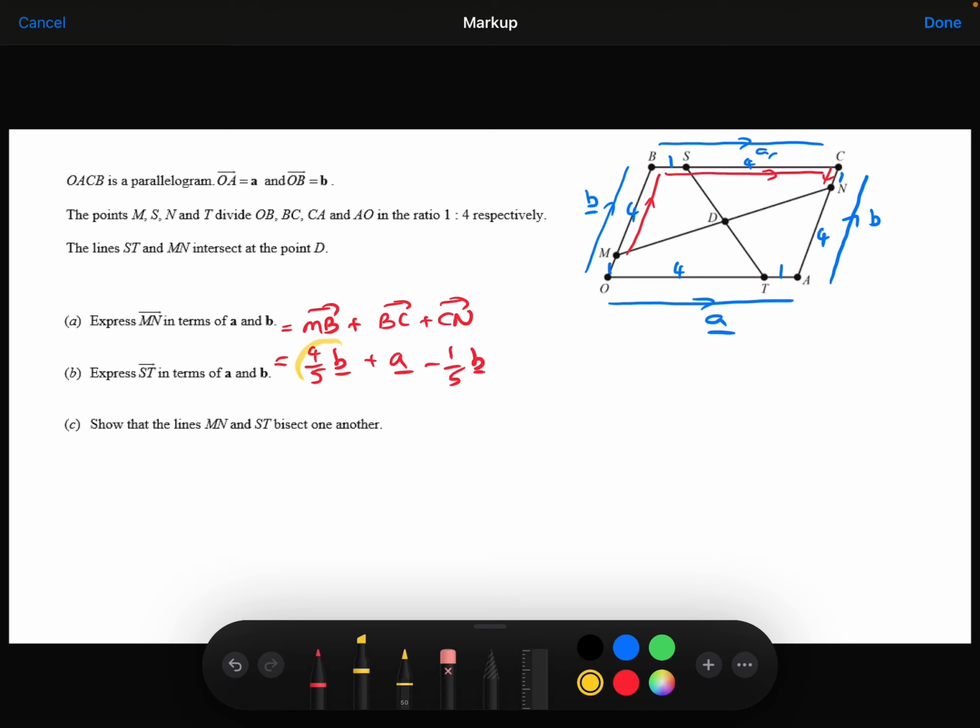And we can then neaten this up a little bit by collecting up the like terms. The 4/5 B minus the 1/5 B is 3/5 B. And that's my answer for M to N.